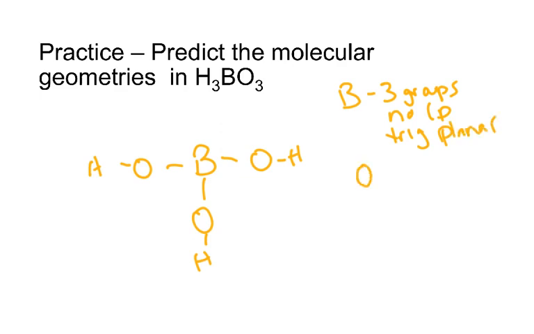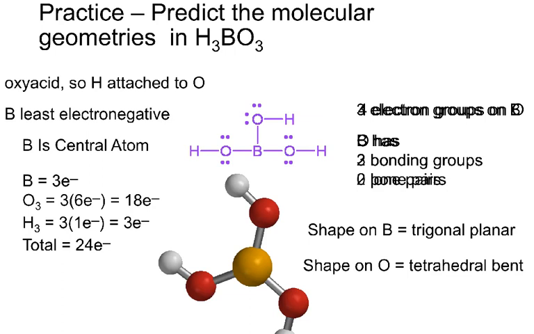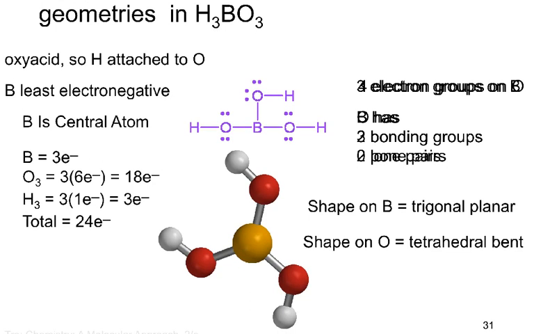no lone pairs, and so our molecular geometry is going to be trigonal planar. All of our oxygens are equal to each other. They all have 4 groups, 2 lone pairs, and 2 bonds to other atoms, which makes them tetrahedral bent. So there's our shape. You can see here it's drawn nicely with the predicted bond angles as well.